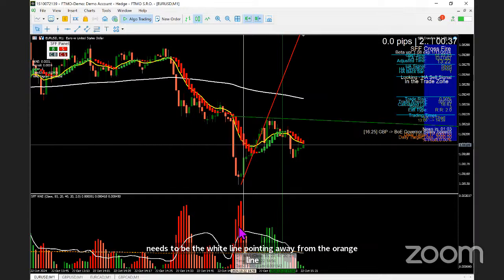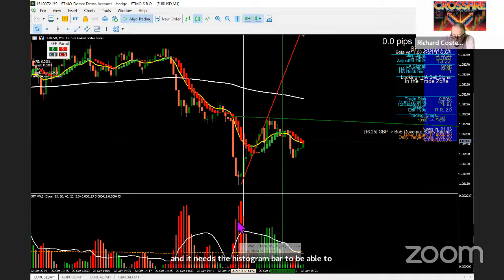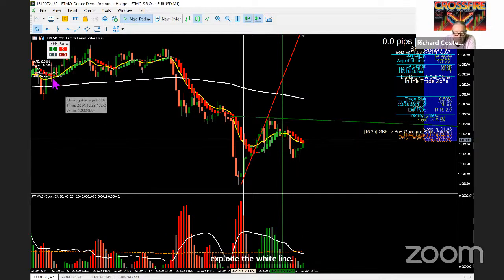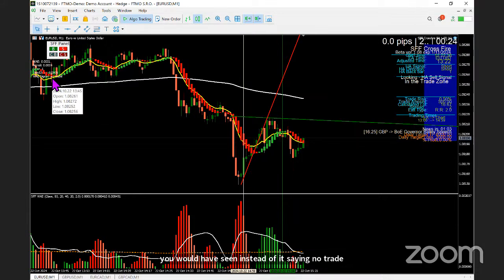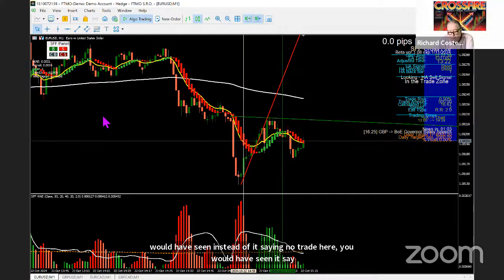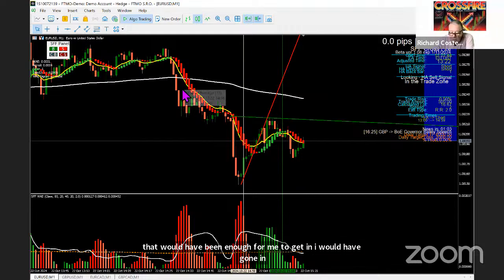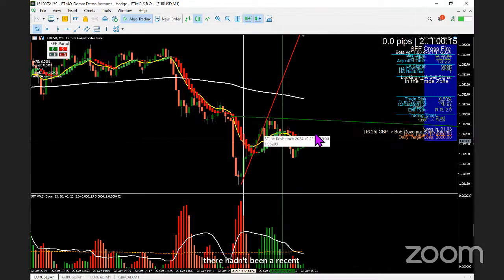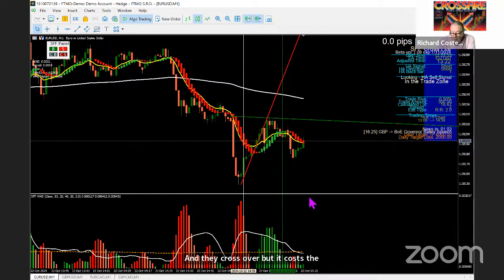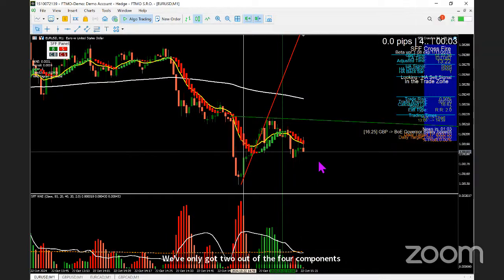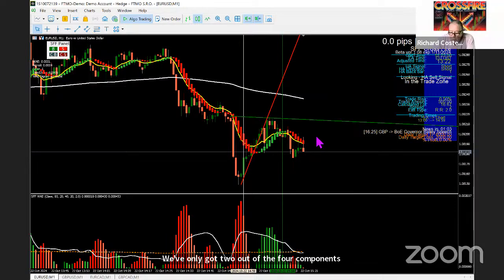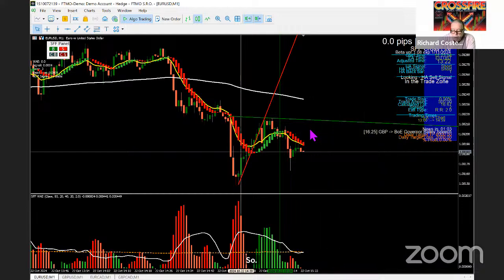above the white line. And at that point, instead of it saying no trade here, you would have seen it say no trade short. And that would have been enough for me to get in. I would have gone in, overriding the fact that there hadn't been a recent MA crossover. But because the Waddah Attar is telling me to keep out, we've only got 2 out of the 4 components. So that's how we look at the chart.